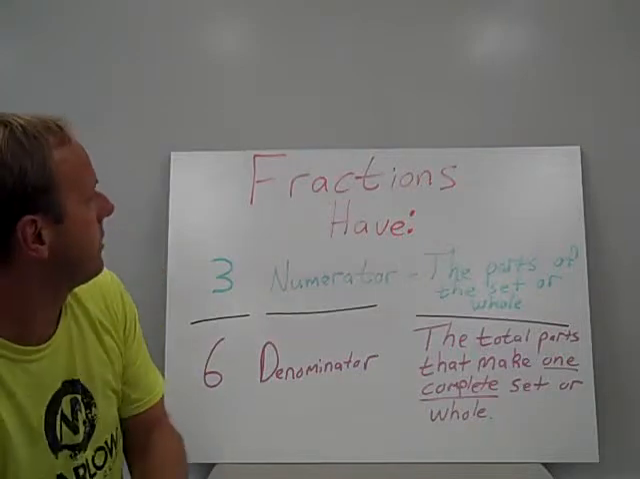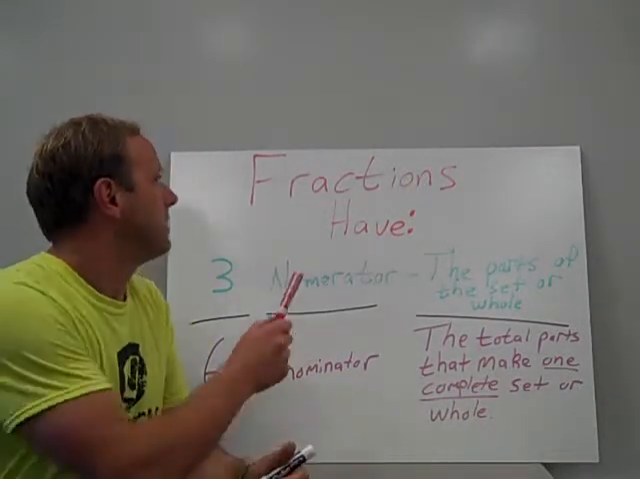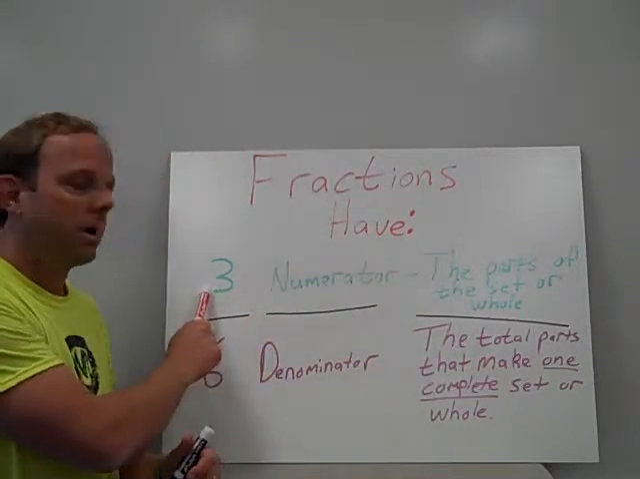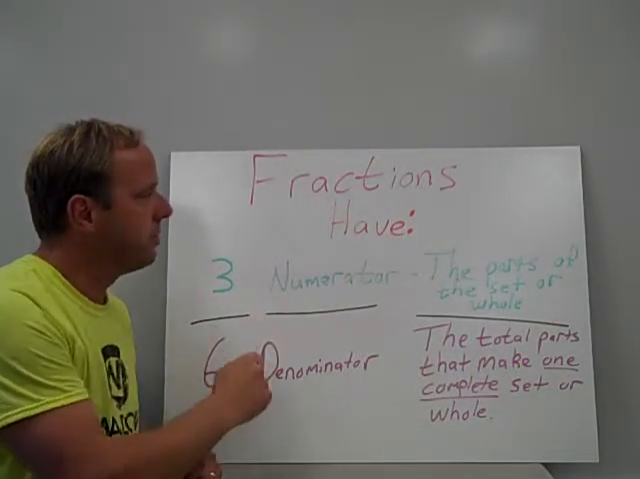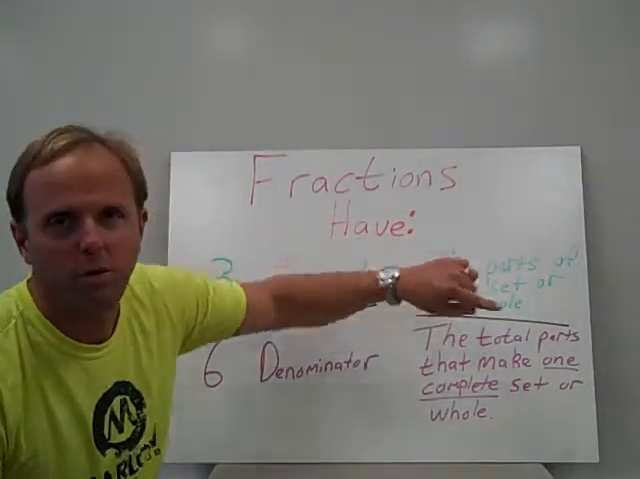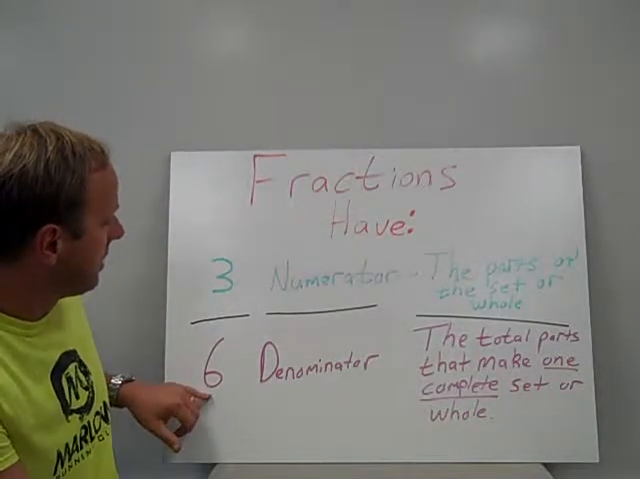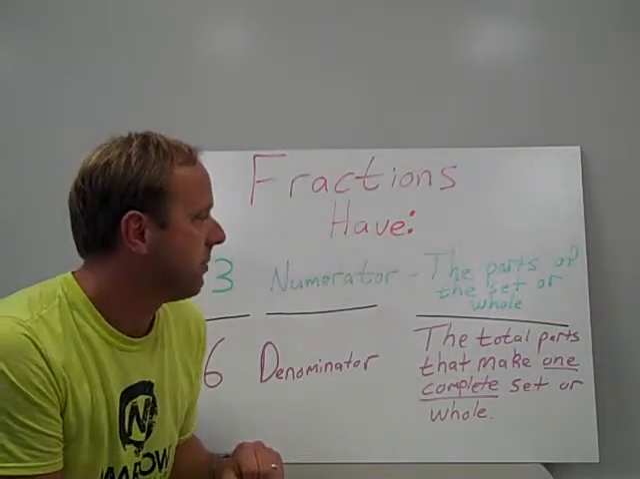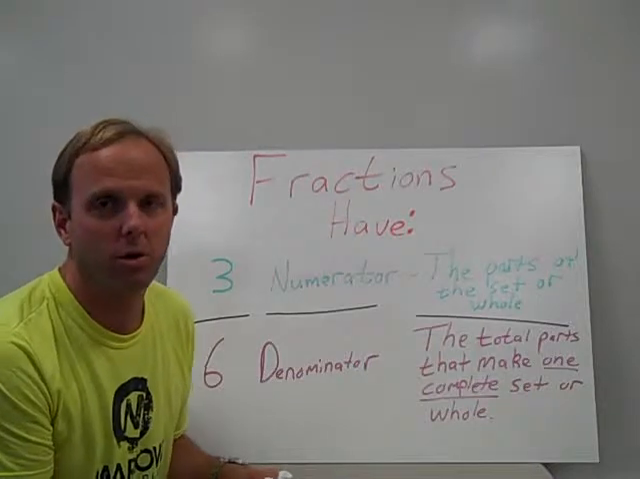Now, the next thing we want to look at is, what are the names of the parts of our fraction? In this case, we have 2 parts. Our fractions have a number on the top. I've used 3/6 as my example. The number on the top is called your numerator, and that represents the parts of the set or the whole that we are actually considering. The bottom number, the denominator, consists of the total parts that make up one complete set or one complete whole.